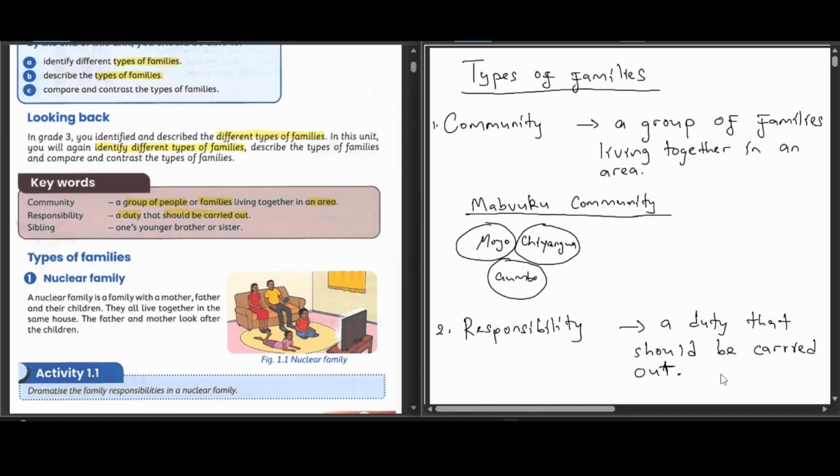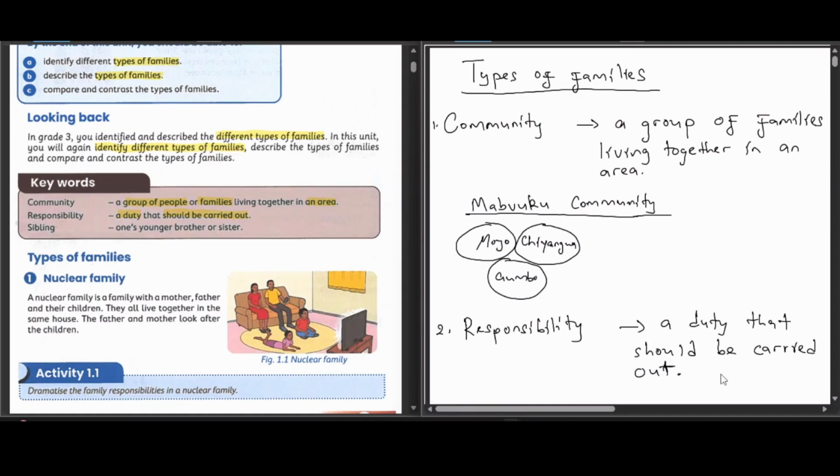The duties of some is to clean the classroom. There are different duties. We have class monitors in our classes. They have a duty to make sure that there is no noise in the class, to make sure that everything is organized. So a responsibility is a duty that you should carry out.